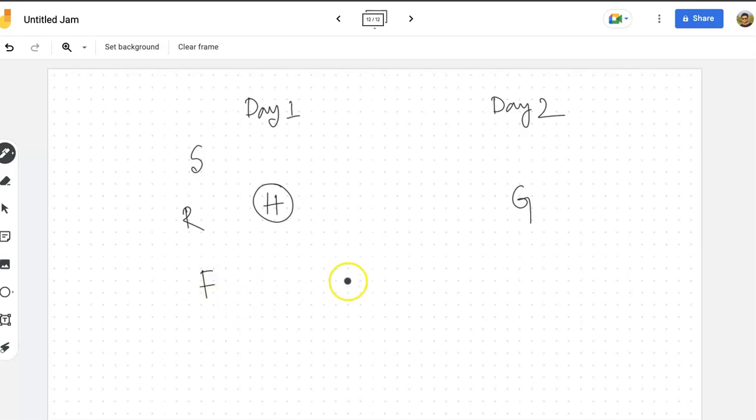Similarly, this grumpy part also depends upon the day. It depends upon the sunny day, it depends upon the rainy day, it depends upon the foggy day. Same here.